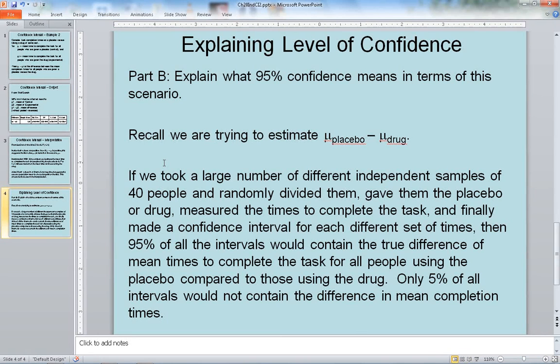So 95% of those 10,000 different intervals I could create would contain whatever the true difference of mean times to complete the task for all people using the placebo compared to those using the drug. Okay? In other words, 95% of all the intervals would contain whatever mu placebo minus mu drug actually turned out to be. Only 5% of those intervals would not contain that true difference in mean completion times. And that's what we mean by confidence.